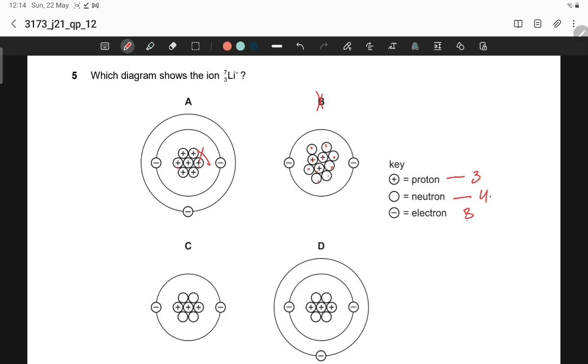And C option, 1, 2, 3, 3 protons are correct. 1, 2, 3, 4 neutrons are also correct, and 2 electrons are correct because lithium carrying positive 1, one electron has to be removed. So this option is correct. D option is also incorrect because 1, 2, 3, this is lithium atom, not lithium ion. So this is also incorrect.